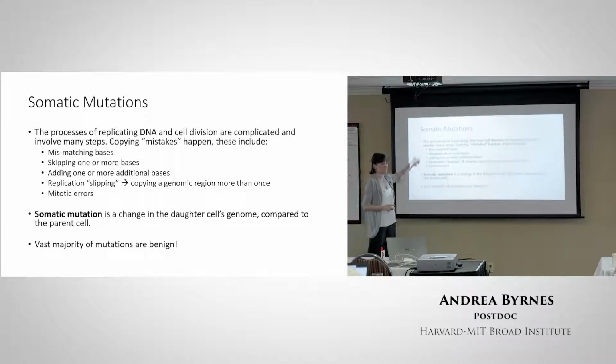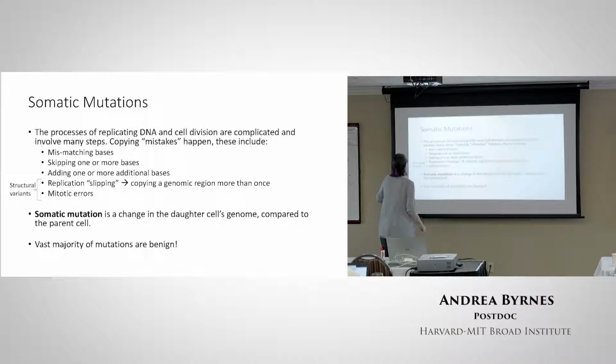And this machinery can mismatch bases. So you might get an A in your original sequence, and somehow it gets changed to a C. That does happen. Skipping one or more bases. Adding one or more bases. You can get replication slipping, and this is related to the conversation we were having yesterday during the discussion when we were talking about CNVs, and this idea that you might copy one region more than once, especially if it's not very specific, and you might get mitotic errors where one chromosome just goes to the totally wrong place. So by definition, a somatic mutation is the change in the daughter cell's genome compared to the parent cell. And these do happen, and the vast majority of them are benign, and we never know about them.